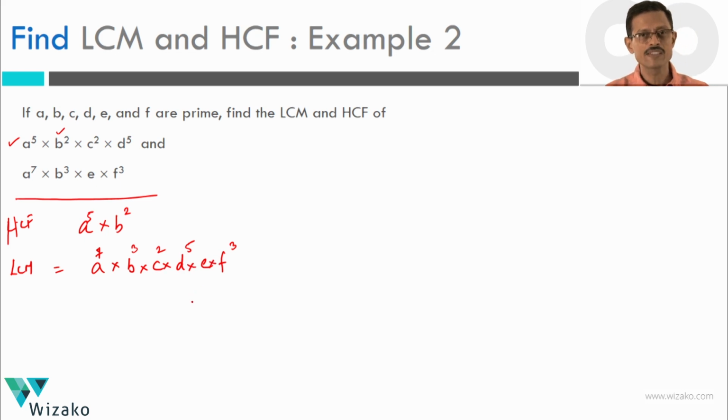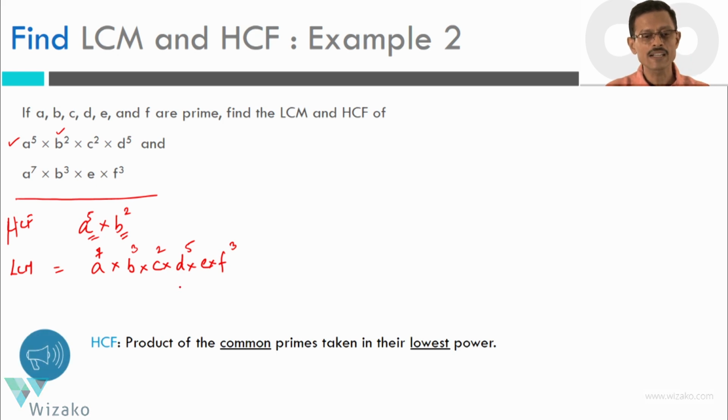Right. Now that we have done two examples, let's frame two statements to tell how to find the LCM and HCF using the prime factorization method. For the HCF, we picked only the common prime factors. The highest power of any of these prime factors that will divide both the numbers is the lowest of the powers that you find in both these numbers. So how do we find the HCF? HCF is the product of common primes taken in their lowest power. Common primes of both these numbers are A and B. The lowest power of A and B are A power 5 and B square.